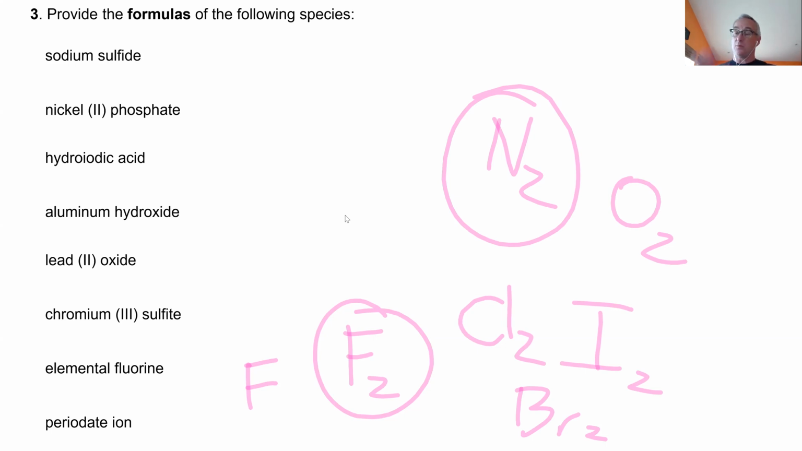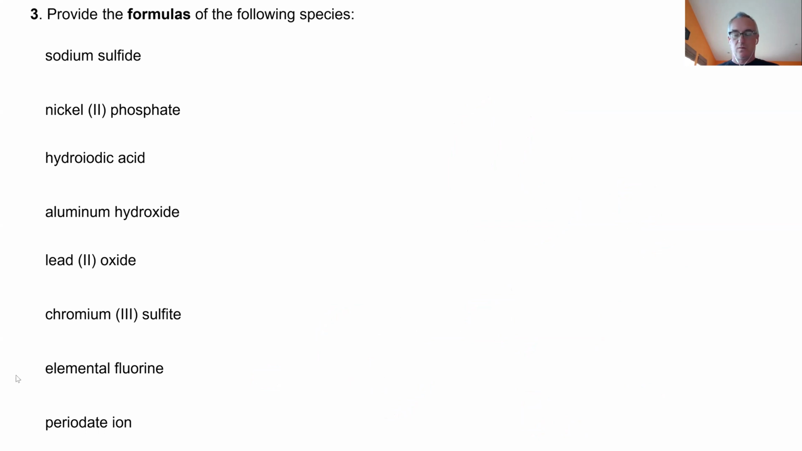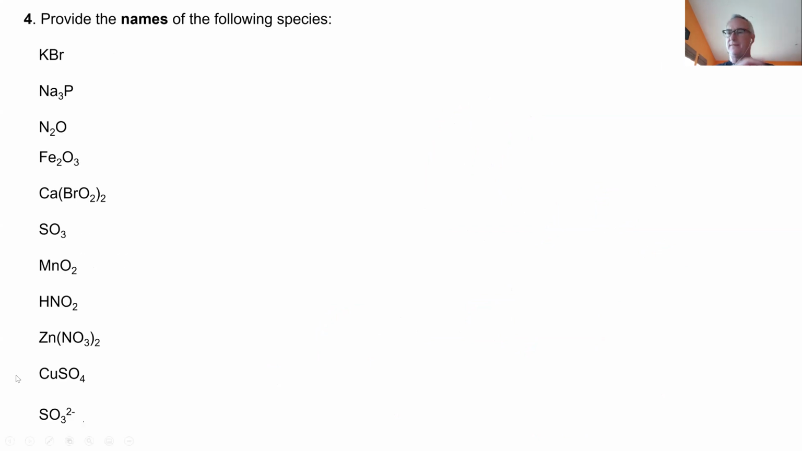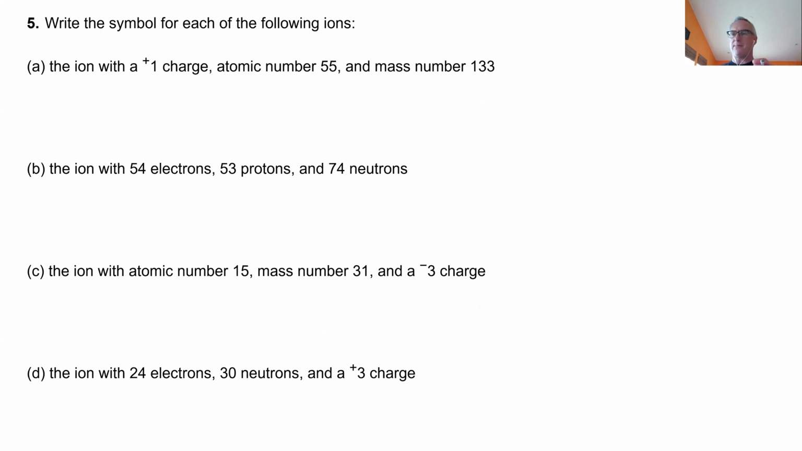But for the rest of these, we'll work on them in class. We'll go over them in class as well, because we haven't really got to these yet. So 4 is just going the other way. It gives you the formula, and then you give it the name. This was actually a little bit easier than going from the name to the formula. And then let's just do one of these, and then we'll do the last one, and we'll call it a day. How about that?